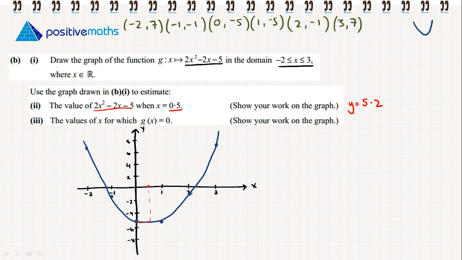Part 3. The value of x when the g of x is equal to 0. So this is when our y value is equal to 0. So our y value is equal to 0 here. So we're looking for the values of x. So we go across. So when the function is equal to 0, x is equal to minus 1.2 and x is equal to 2.2.